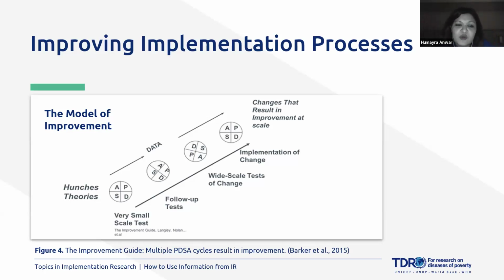This is a model that shows that we have to start with a very small scale test, and then have that iterative PDSA cycle again and again, and then ultimately we can test the changes at a large scale. So first we have to start with a small scale, like one clinician and one patient, and then we can run the PDSA cycle again and again, and ultimately we can test it from a larger perspective.